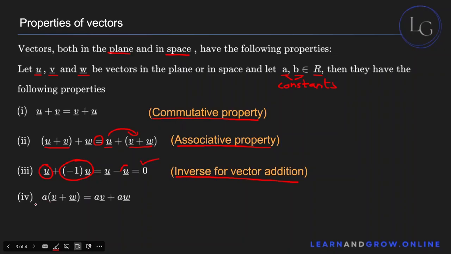Now, if you have a scalar a and you multiply it into the sum of vectors v and w, that's equivalent to multiplying the scalar a with v separately, multiplying the same scalar a with w separately, and adding them up. These two things will give you the same result, and this is called the distributive property.